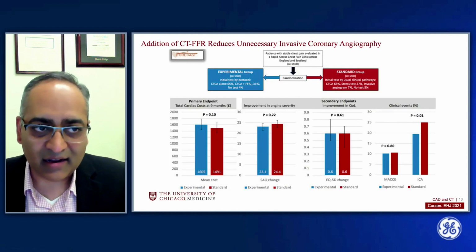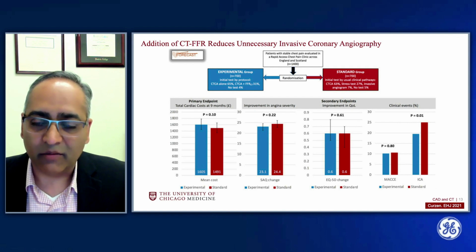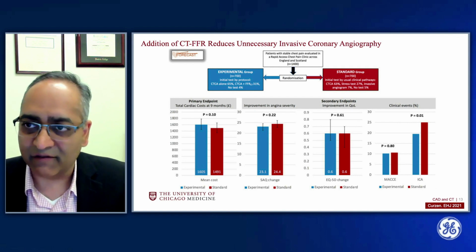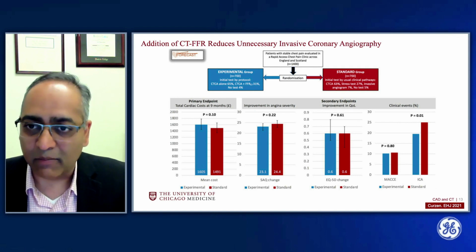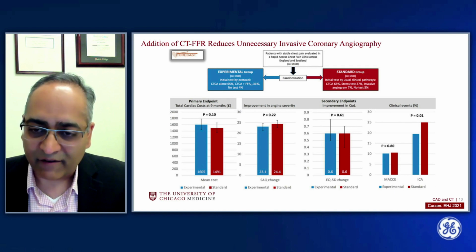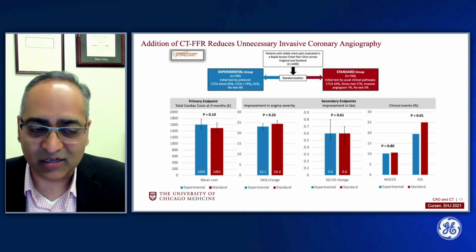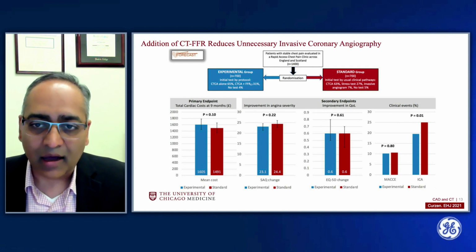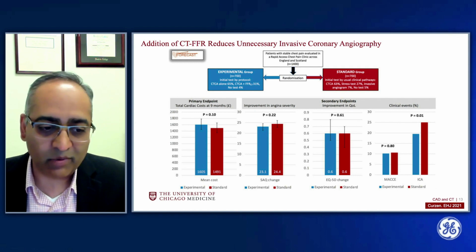Now, this is data that's recently published from the FORECAST study, where 1,400 patients from, I believe, 11 different centers in Europe were randomized to either standard of care or the experimental arm. In the experimental arm, FFR-CT was utilized in patients who had intermediate or worse degrees of coronary stenosis on the CT.